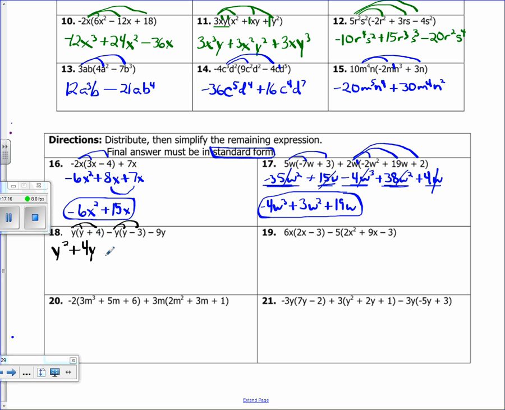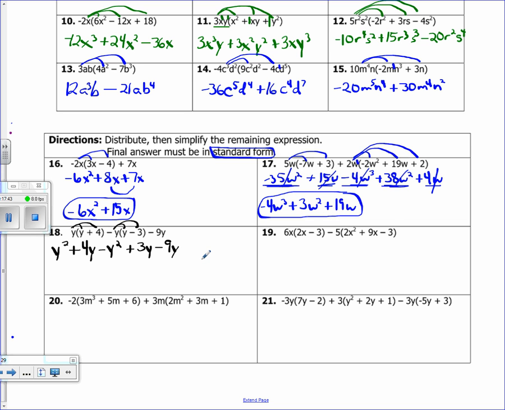Negative y times y is negative y squared, because it's a negative times a positive, that makes a negative, so a minus there. Now a negative y times a negative 3. Remember, that's going to change the sign here, so it's going to become a plus, and then 3y. Now don't forget, that minus 9y is still around. Don't forget about it.